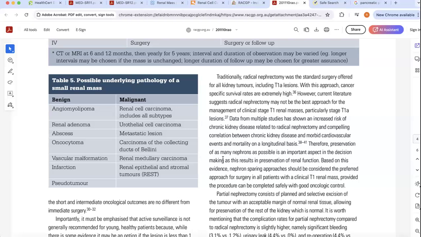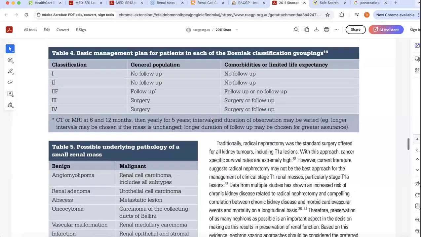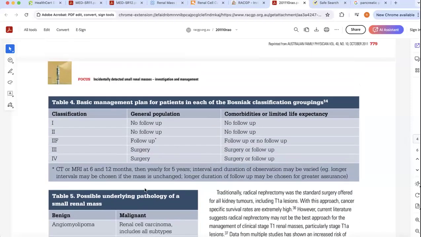And less than 4 centimeter, you would mainly just follow this. So if it is Bosniak classification 1, nothing needs to be done. 2, nothing needs to be done. 2F needs to have follow-up, at least CT or MRI at 6 months and 12 months. Bosniak 3 and 4 will need to go for biopsy. Does it make sense, guys?